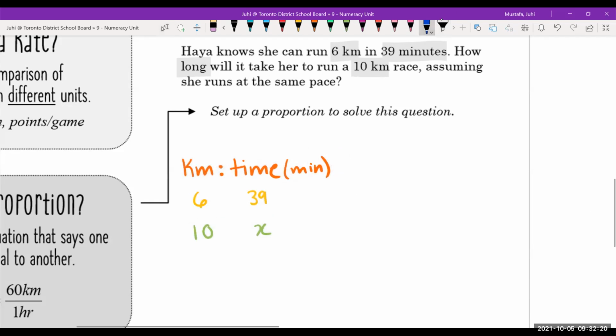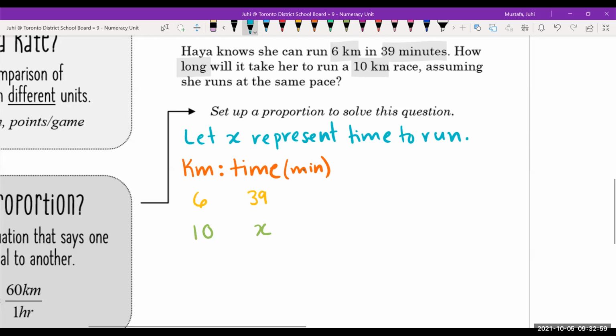As soon as you have a variable here, I want you to write a let statement. So I'm going to write let X represent. And what does X represent? It represents the time to run. So for your let statement, be as specific as you can be, so that if someone who hasn't seen this question reads your let statement, they say, okay, clearly this X is representing a time and she's running in some sort of race.